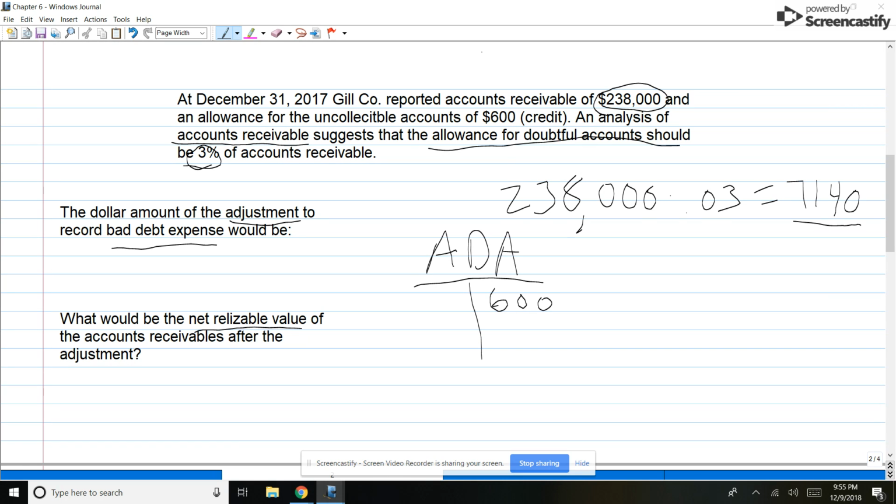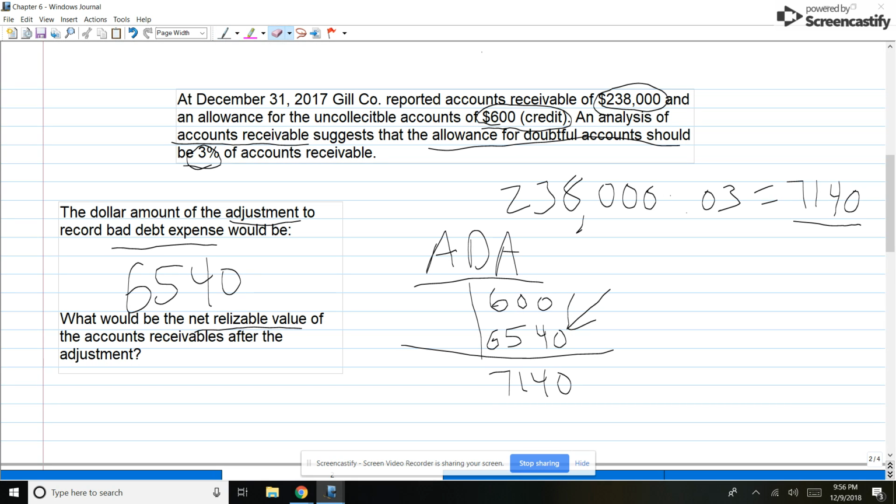The problem said they had a 600 credit in allowance for doubtful accounts. If they didn't have that and it was just zero, then the answer would be 7,140. But we want to get allowance for doubtful accounts to 7,140, so the adjustment is whatever number gets us there. In this case, it's just 7,140 minus 600. So the adjustment amount is going to be 6,540.